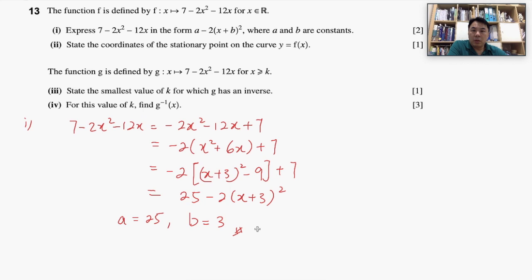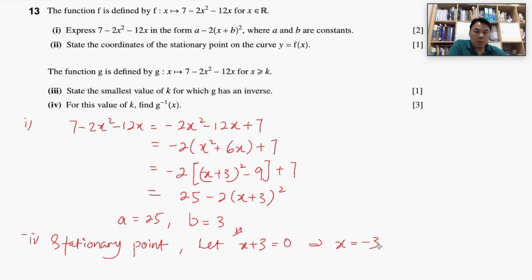Number 2, state the coordinates of the stationary point on the curve. To get the stationary point, all we need to do is let x plus 3 equal to 0. That would yield x is equal to negative 3. Now when x is equal to negative 3, the y value is 25. Therefore, we can finalize the stationary point as negative 3, 25. Okay, that's 1 and 2.